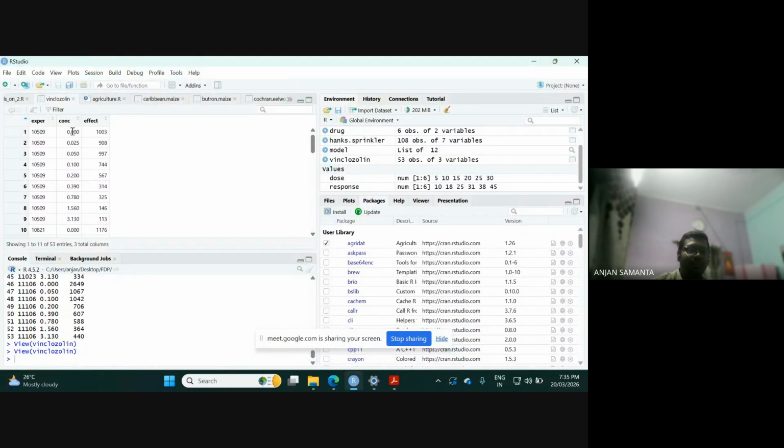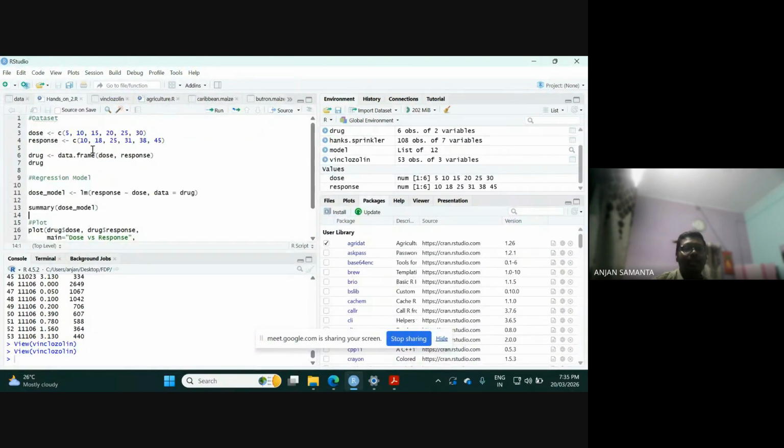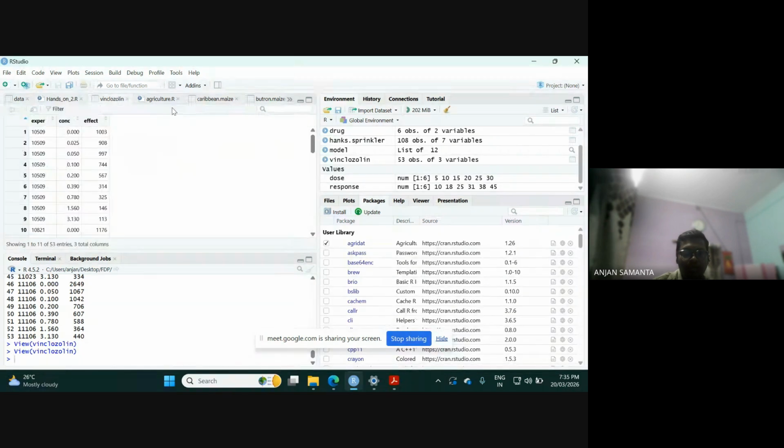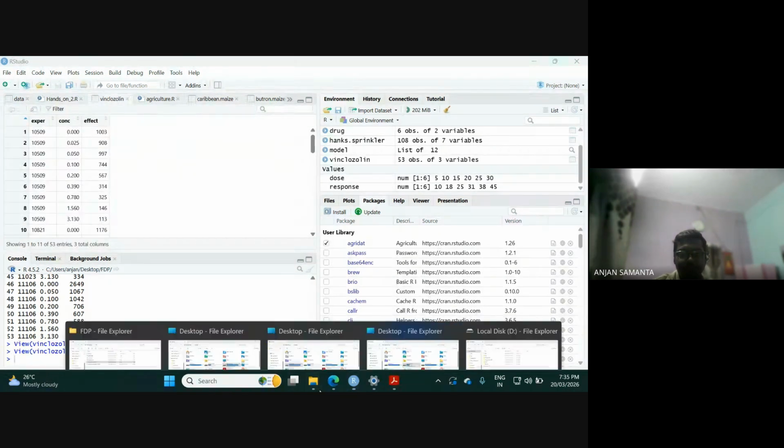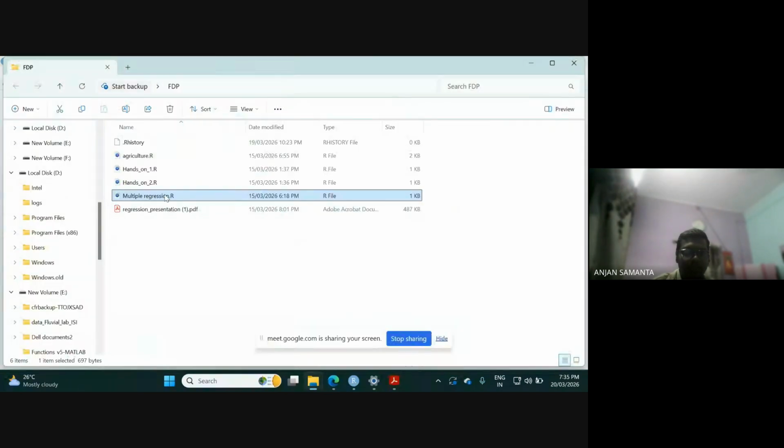So if the concentration is 0, that means highest light. But as the concentration increases, you can see the light amount is decreasing. That means it is blocking the receptor for this particular drug. So we have to be careful whenever we are applying this drug, and you can do some prediction based on this. Where was the data? One second. Yeah.